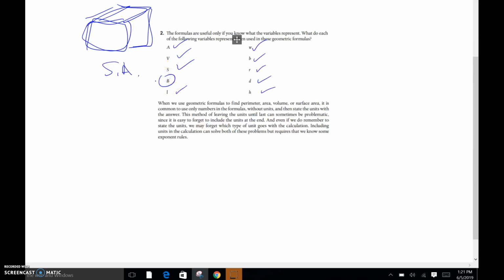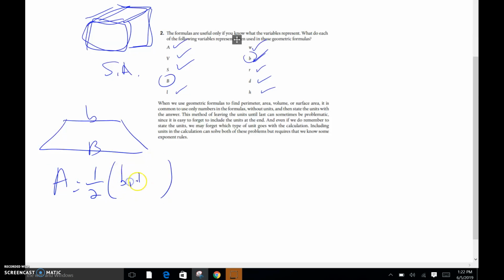And then B, there's little b and big B. Little b stands for base, that's the bottom. But you see in the formula for a trapezoid, they have little b and big B. So the formula for a trapezoid is area equals half, and then most people use base 1 plus base 2 times the height. So most people would call that base 1, base 2.